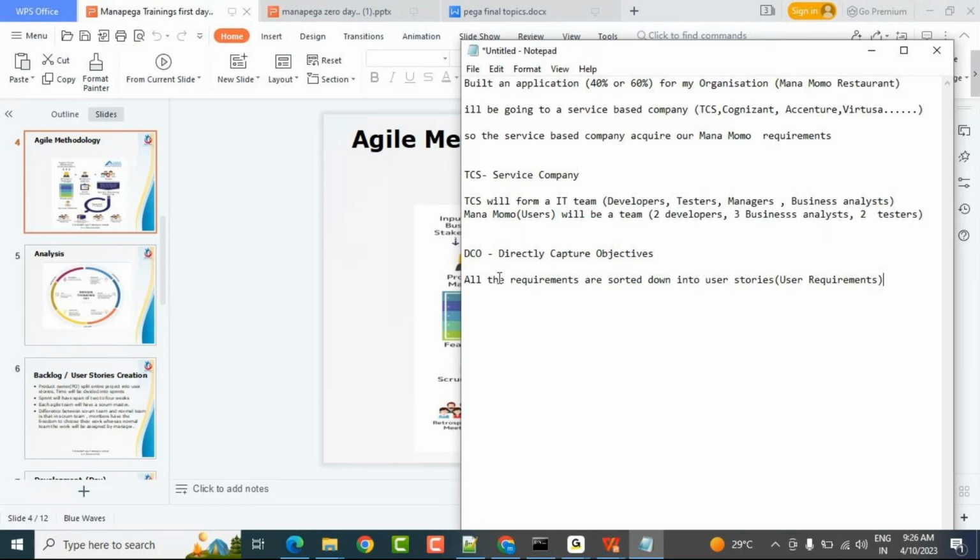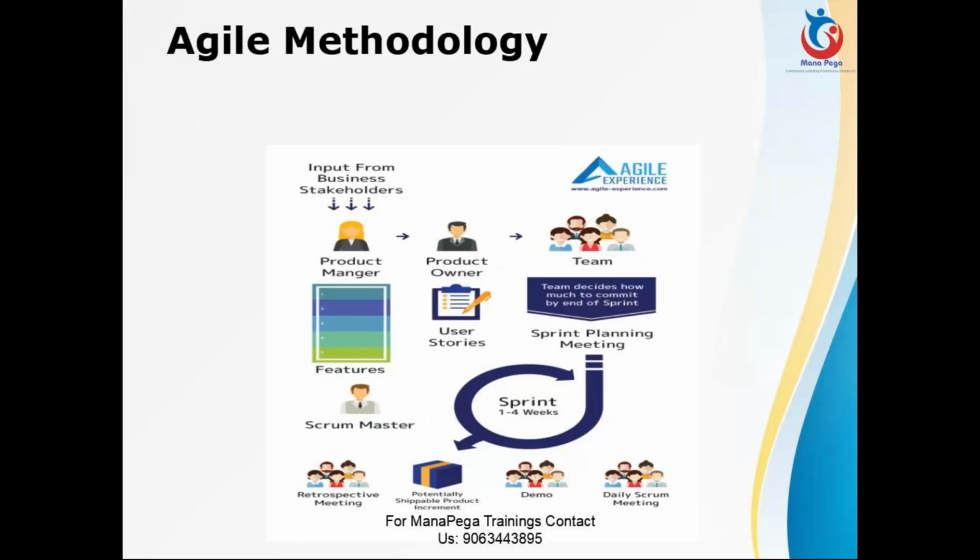So like this, we have to analyze and sort down all the requirements, so that the TCS team will do it, because they will have the BAs ready, and they will have the client BAs also ready. So both will connect, and they will sort down all the user requirements or the user stories. Once they sort down some user stories, they will decide to form a team. So they'll form a team, and they will plan the sprint.